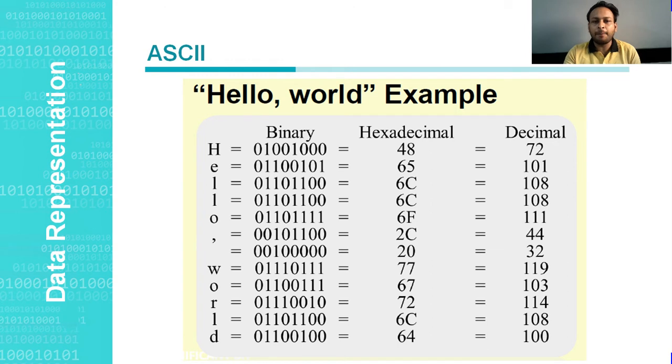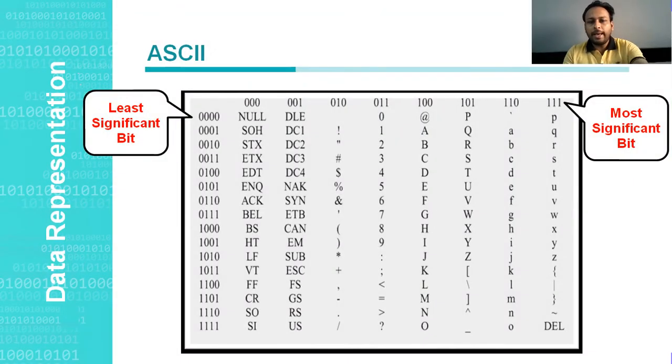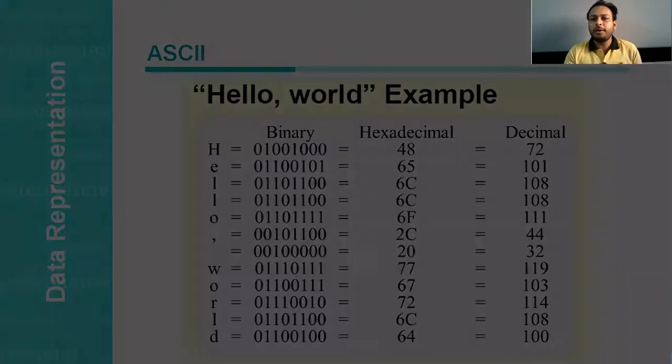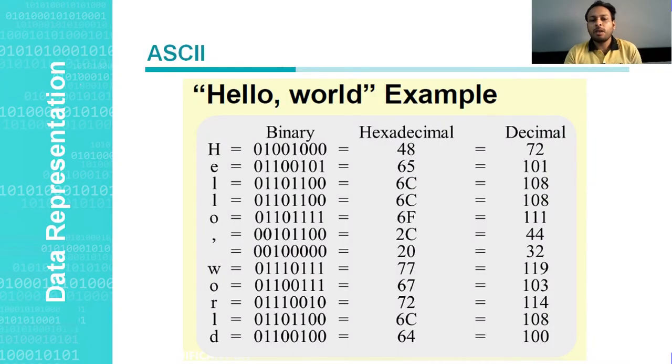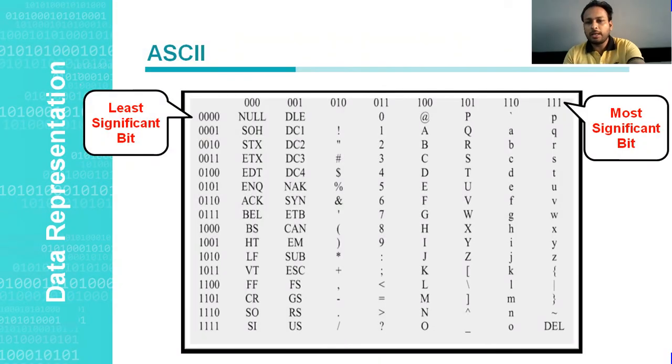Let's go back. 100 1000. H, where is H? Yes, I have found H. For H, the most significant part is 100 and the least significant is 1000. Then small e: 110 0101. Small e, where is 110 and 0101.